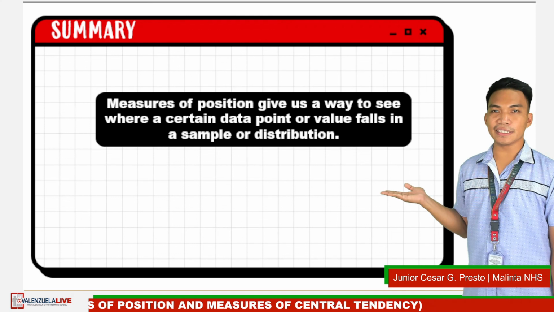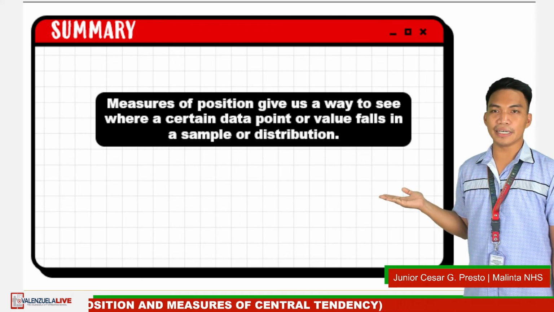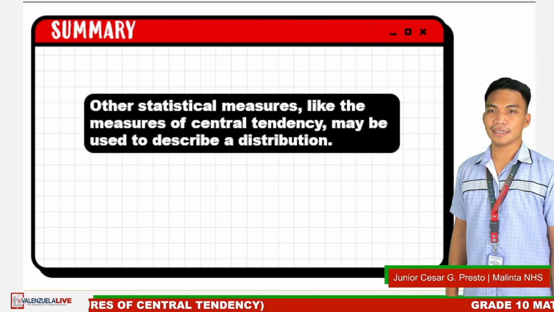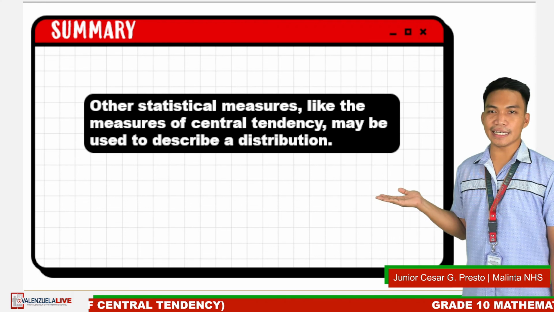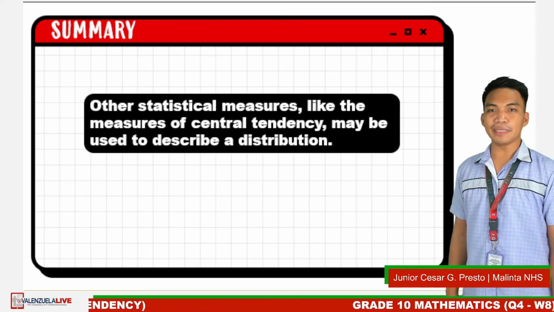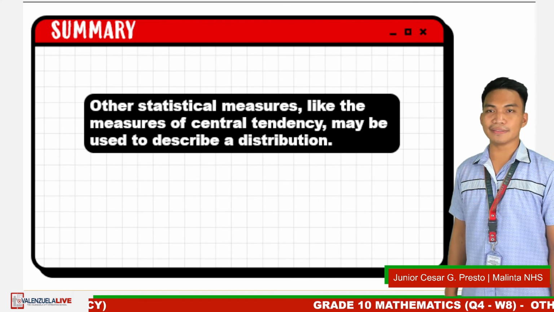measures of position give us a way to see where a certain data point or value falls in a sample or distribution. Other statistical measures, like the measures of central tendency, may be used to describe a distribution.